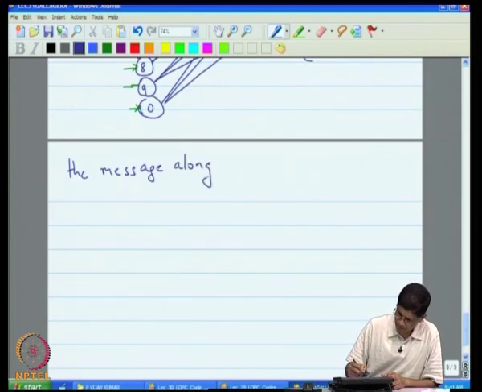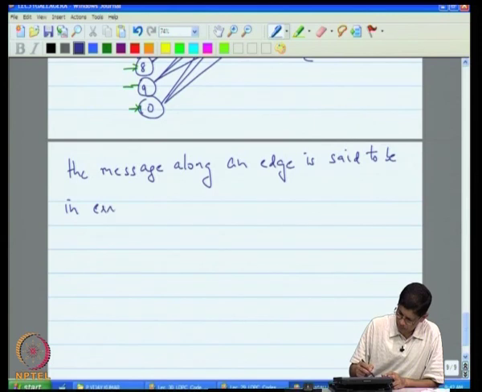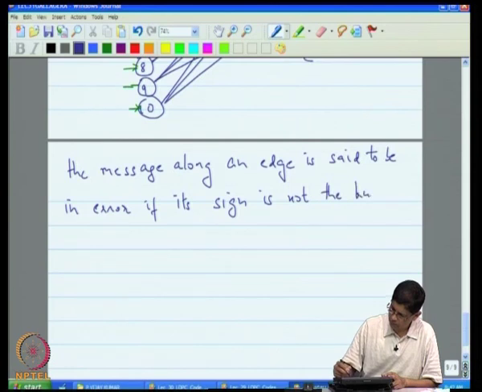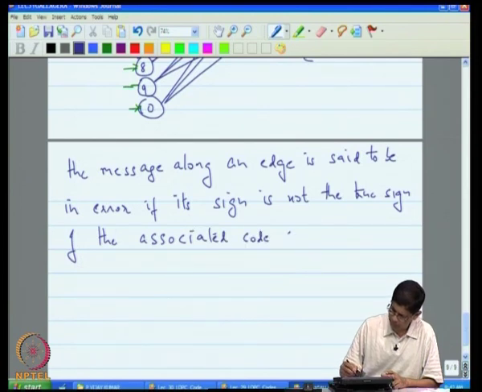Okay. So the message along an edge is said to be an error if its sign is not the true sign of the associated code symbol.